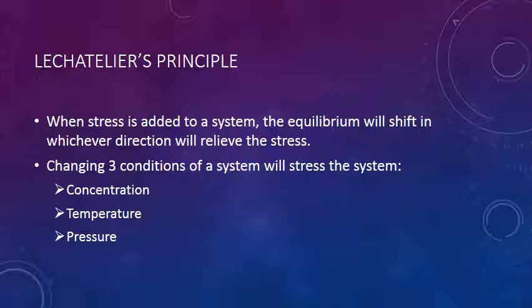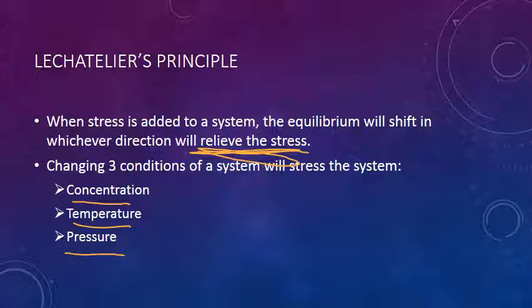Now, who's going to try to say this name? So this would be Le Chatelier's principle, which is when stress is added to a system, the equilibrium will shift in whichever direction will relieve the stress. We know all about stress, right? I know too much. Now, there are 3 kinds of stress that will affect a system: concentration, temperature, and pressure.